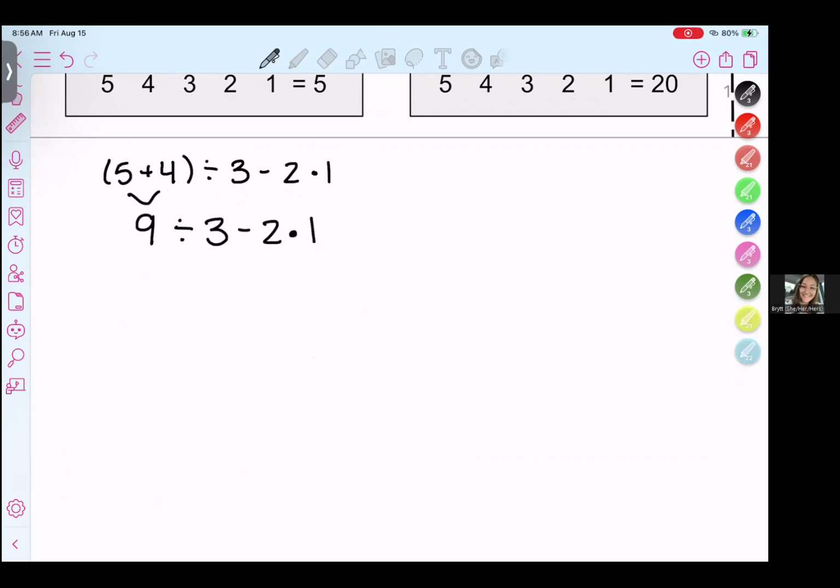Then I have multiplication and division. On the left, I have division, so I have a 3. Bring everything else down. Then if I do my multiplication, I have 2 times 1, which is 2. And bring everything else down. And 3 minus 2 is 1.